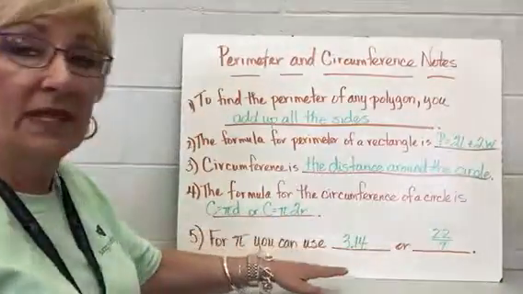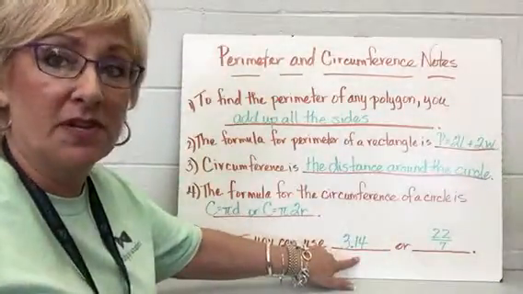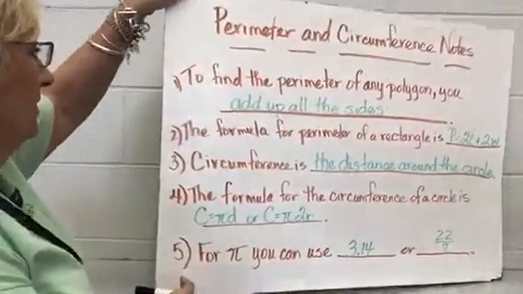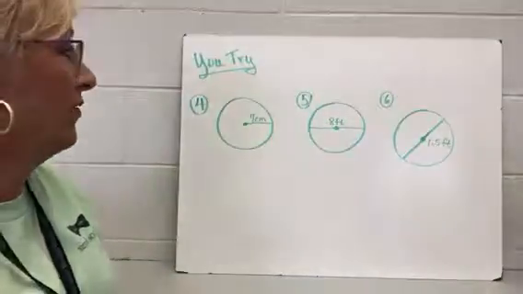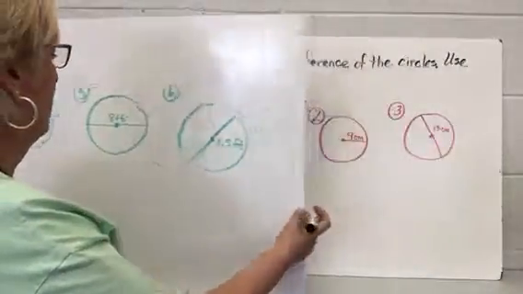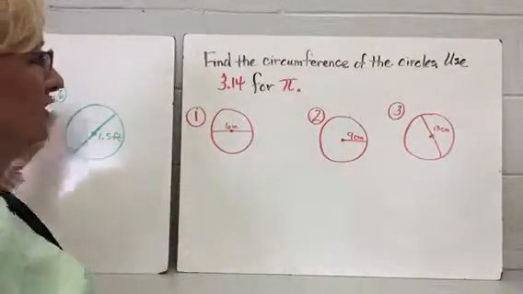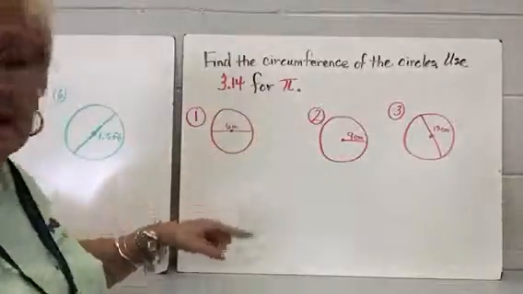These are equivalent. This is just rounded to the nearest hundredth. You're going to make sure you know which one they want you to use, either the fraction or the 3.14. Here I've got, let's change my boards here a minute. I want to go over this and say find the circumference of the circles, and you're going to use 3.14 for pi here. The first one is 6 inches.